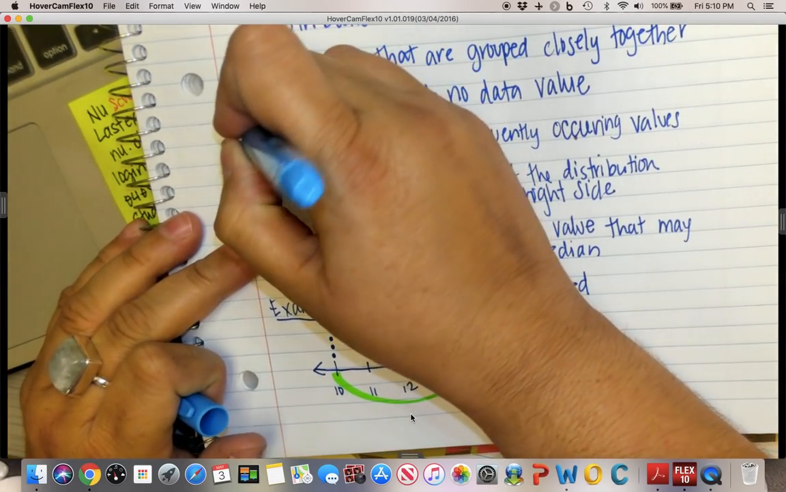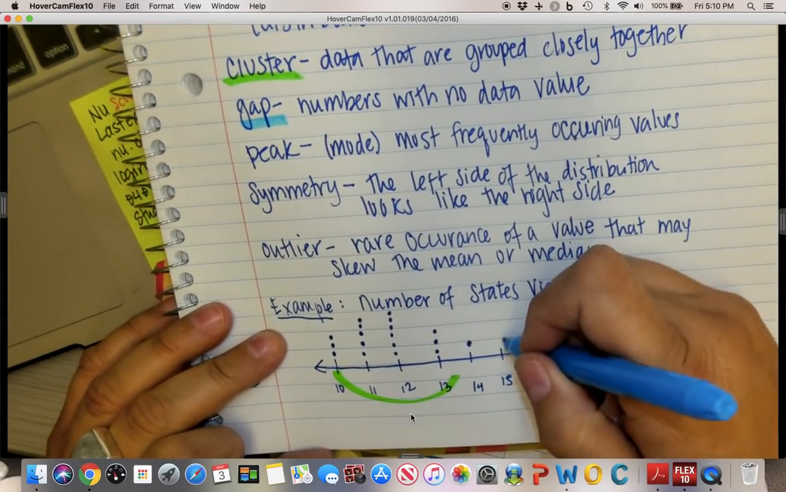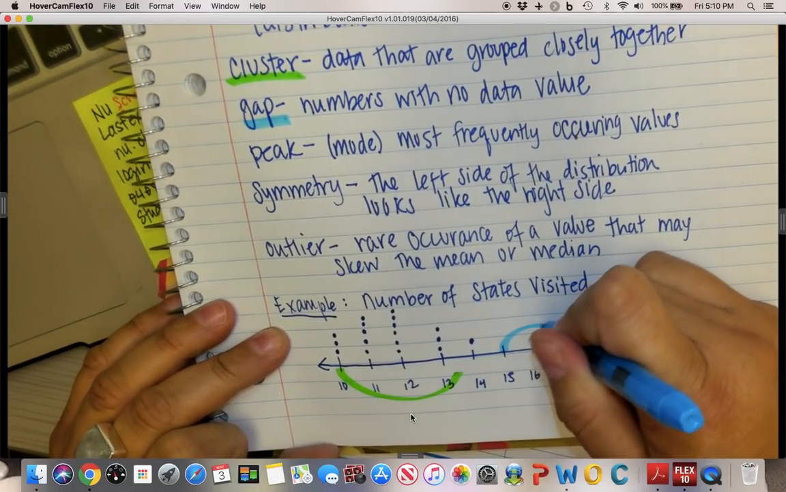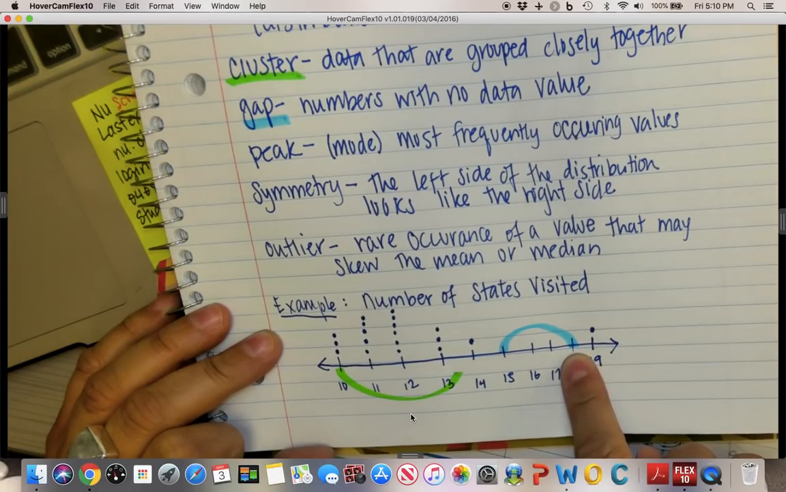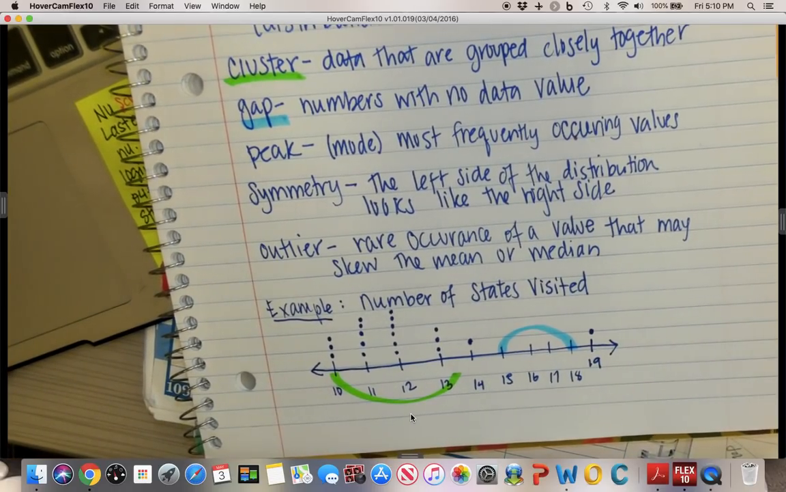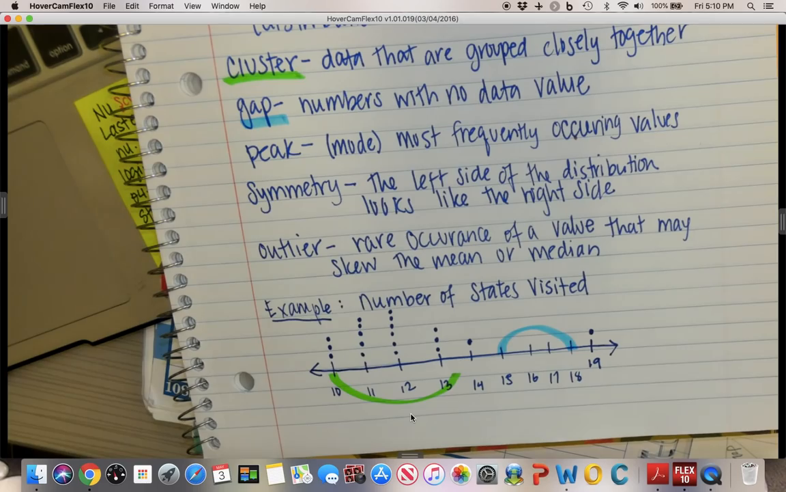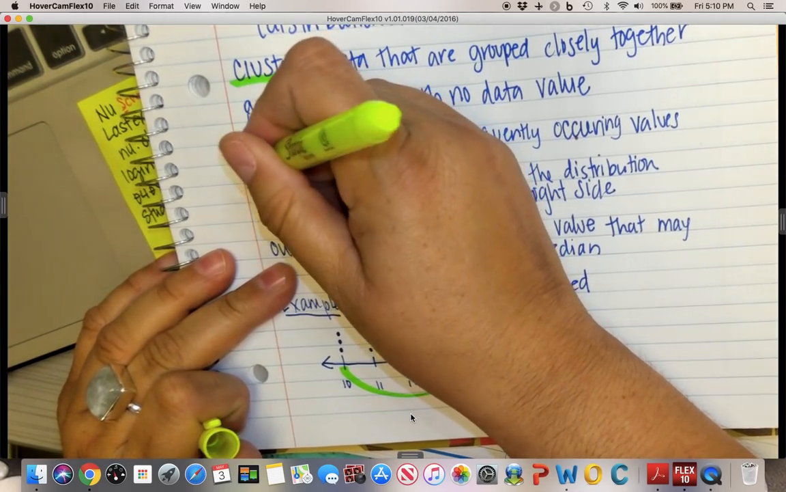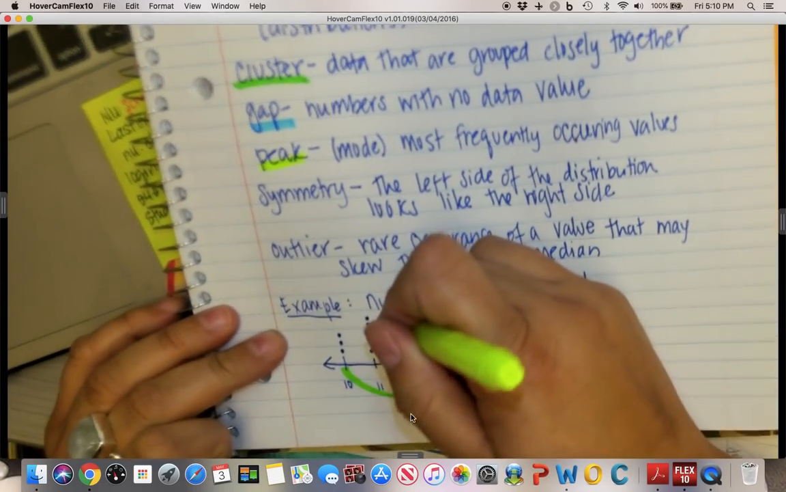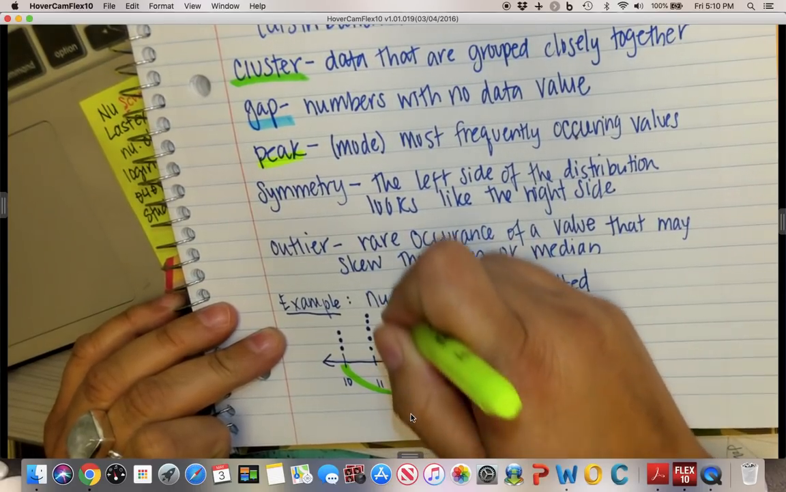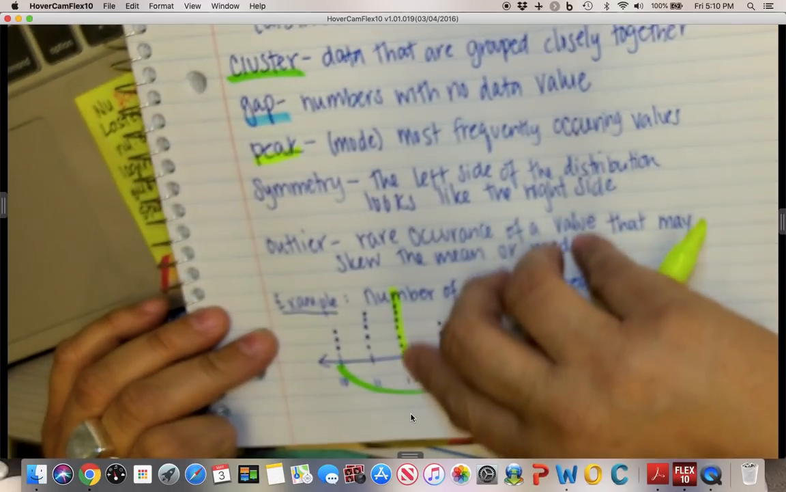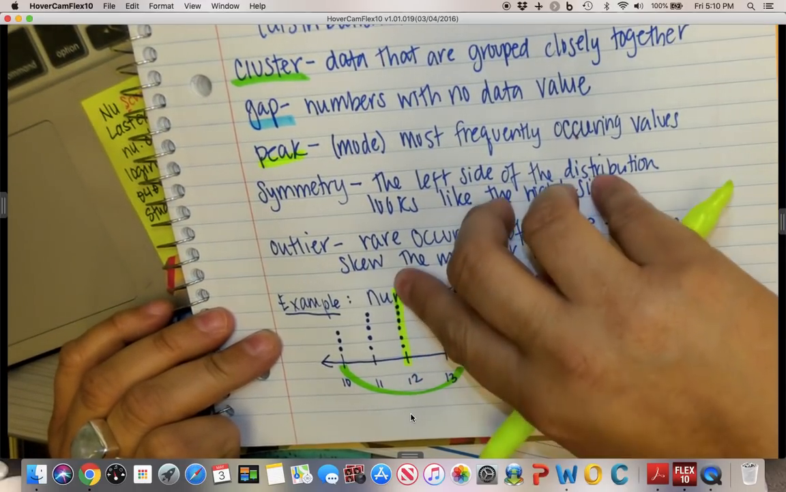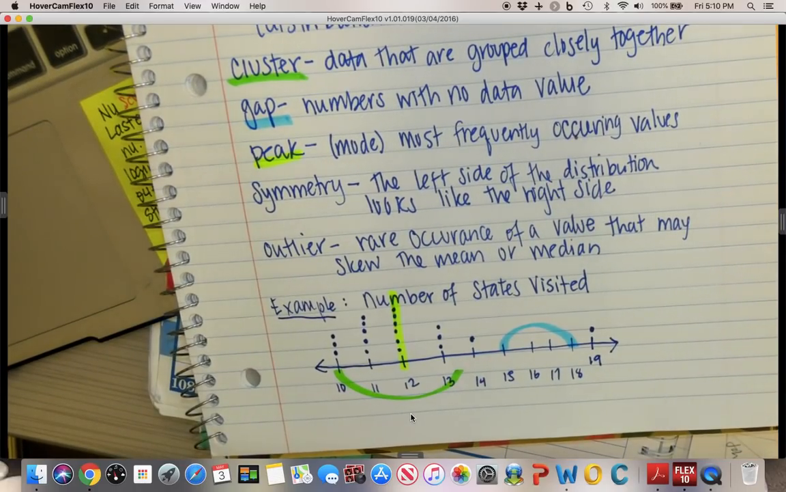I have a gap between 15 and 18 because there's no data there. My peak is here with 12. You can see it is the largest occurring number, or the one that occurs the most. It has the most dots.